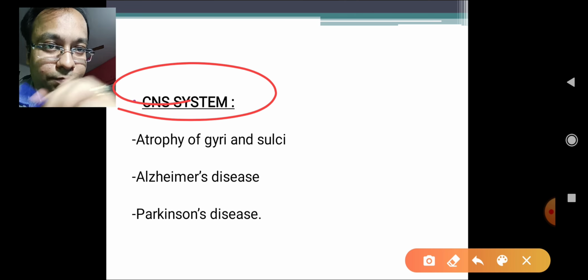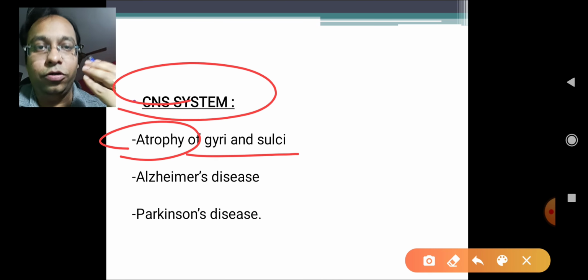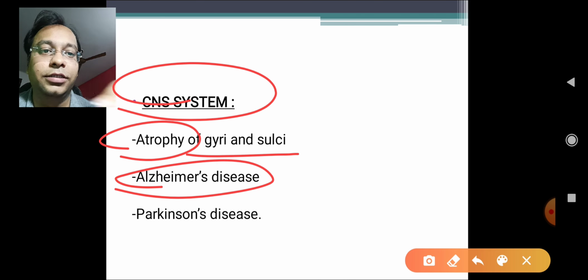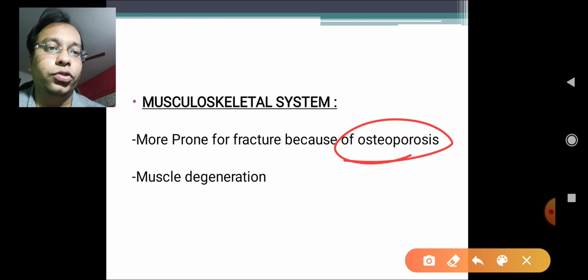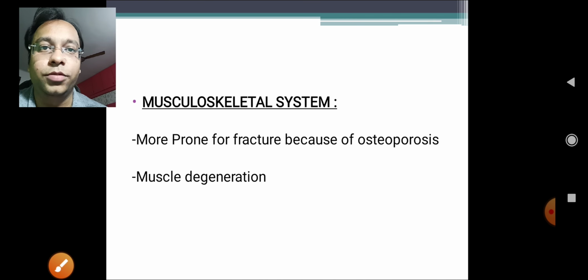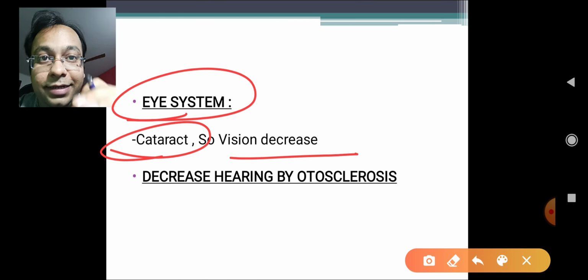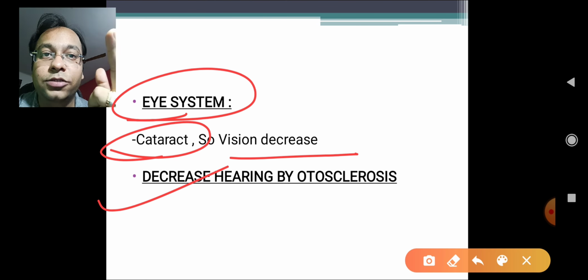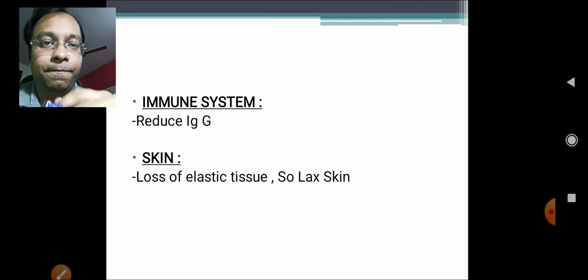Okay. Now, the central nervous system. With advanced age, the gyri and sulci will be atrophied. Because of cellular aging, the patient can develop Alzheimer disease, and Parkinson disease. With advanced age, you will have osteoporosis, so you are more prone to fracture. There can be muscle degeneration. This is the effect on the musculoskeletal system. Advanced age can affect your eyes as well. You will develop cataract, so vision might decrease. There can be decreased hearing as well because of otosclerosis of the stapes, a bone in the ear. There can be otosclerosis there, and so hearing can be decreased.